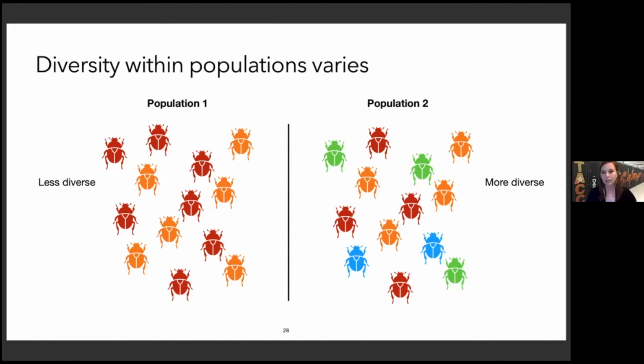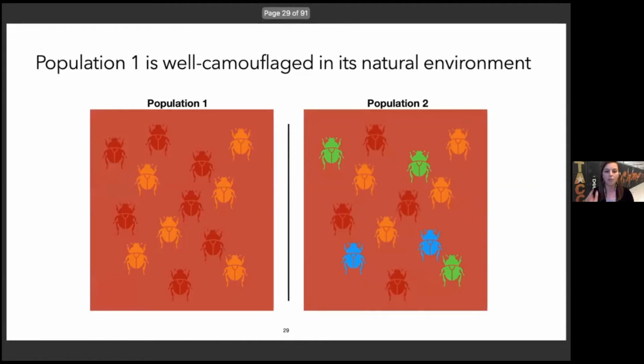So these populations don't just exist in a vacuum, right? They exist in real life. So you can imagine that they live on something, and they might have a natural environment that has a red background that they're surviving on. And when you look at this, what I really want you to see here is that with population 1, these red and orange beetles are really well camouflaged to their natural background or their natural environment.